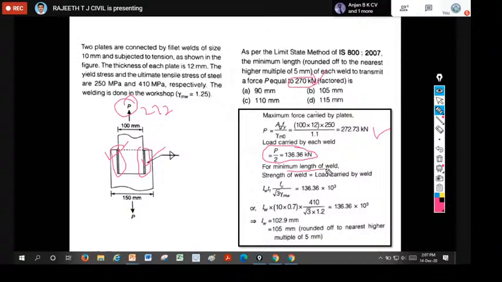Then I should calculate the minimum size of the weld here, in multiples of 5 millimeter. What is the formula? Strength of the weld equals the load carrying capacity of the weld.